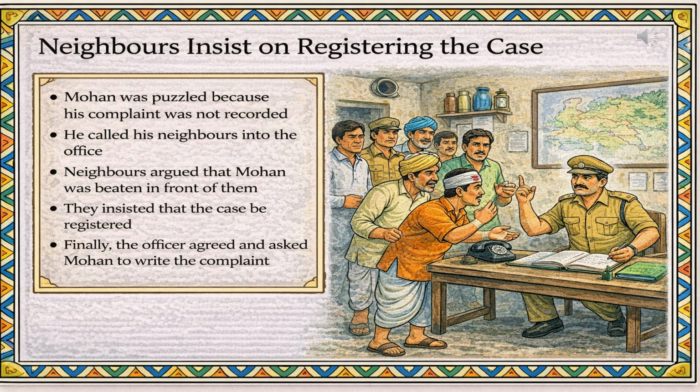So, he brought his neighbors who had seen the incident. They told the SHO that Mohan was beaten and insisted the case must be registered. Finally, the officer agreed and asked Mohan to write the complaint. This shows that support from others can help a person get justice, especially in village disputes.